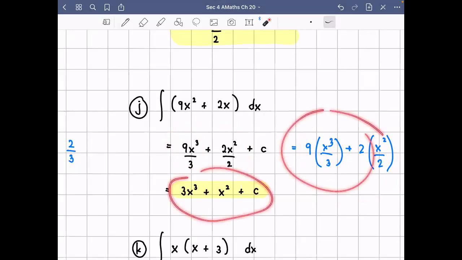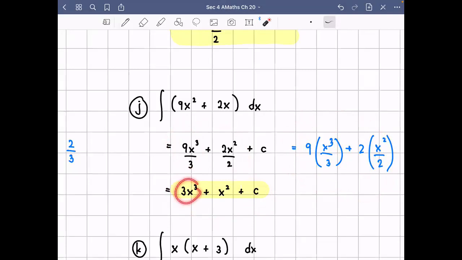This is 3x cubed because 9 and 3 can be divided, so that's why you got 3 here, just like here. And then this is x squared because 2 divided by 2 is 1, just like this. And then plus c.